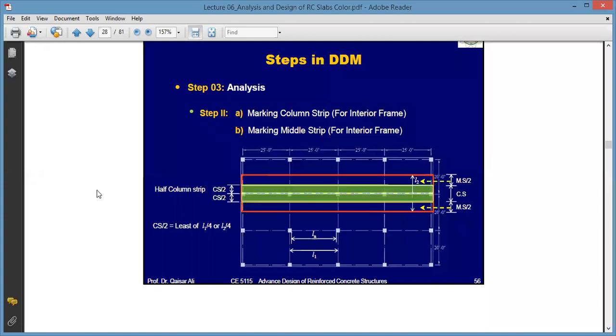And column strip means that one side of this column and one side of this column, just divide this by 2. So it will have two parts. One is the middle strip and the second is the column strip. On the other side of this column center line, you have to divide, and there will be a column strip and a middle strip. Now clear yourself about middle strip and column strip.